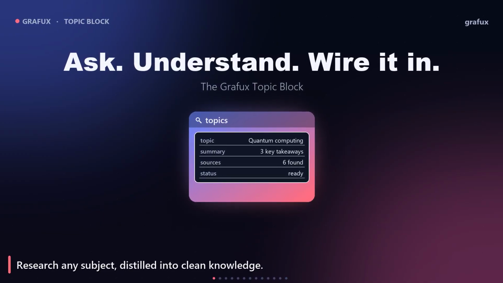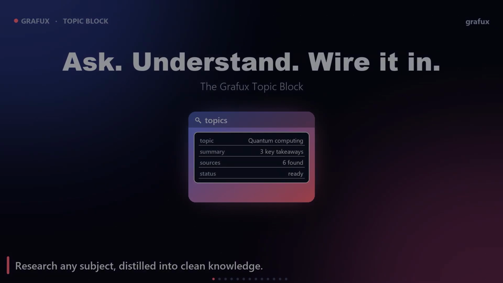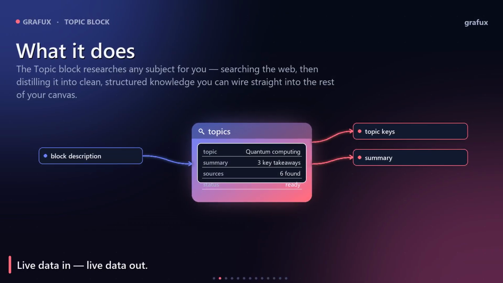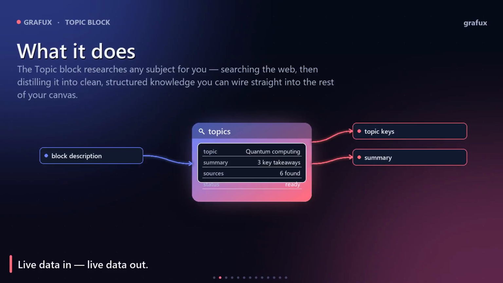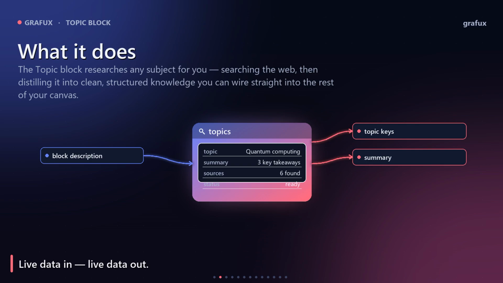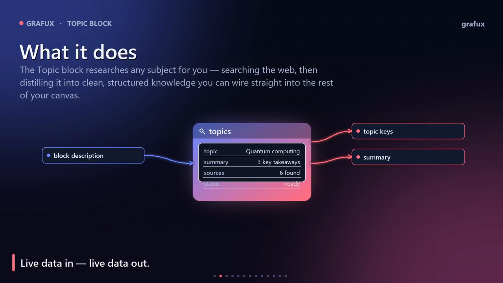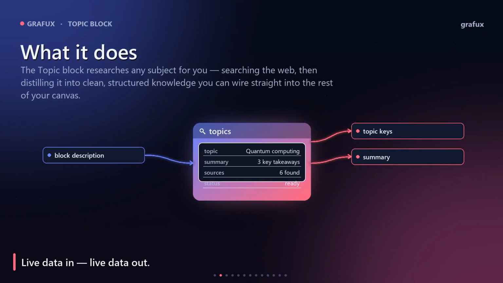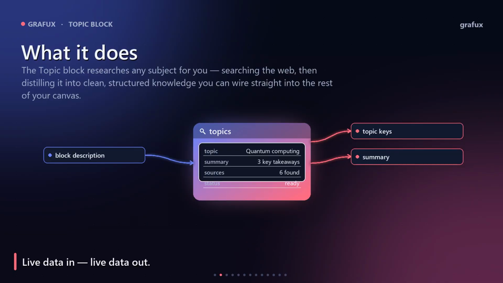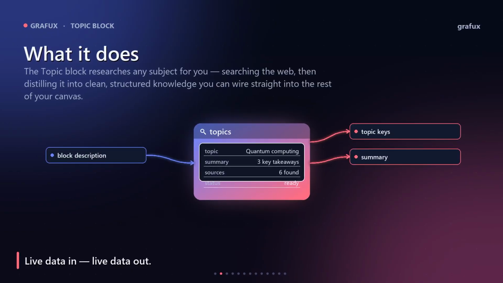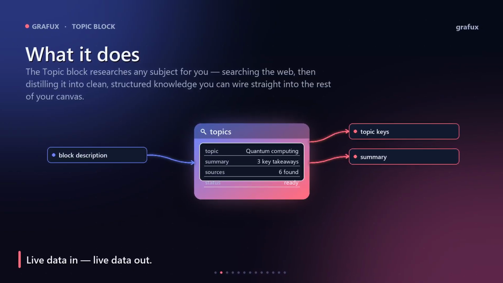So let me show you exactly how it works. So what is it? Put simply, the topic block researches any subject for you, searching the web, then distilling it into clean, structured knowledge you can wire straight into the rest of your canvas. You give it what it needs, it does the work, and it hands you back topic keys and summary as live data you can wire into anything else on your canvas. There's no setup and no boilerplate. You describe the outcome you want, and the block quietly takes care of the how.